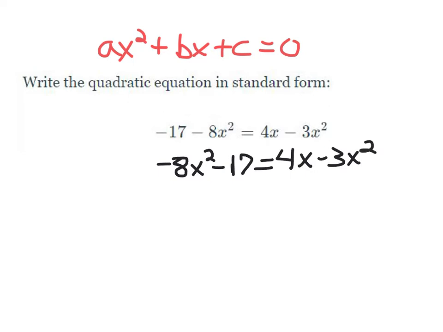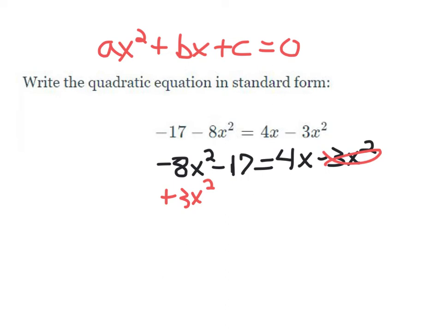Now let's start with the ax squared over here, the minus 3x squared. I want to combine it with the negative 8x squared. Well, the opposite of a negative 3x squared is plus 3x squared. So on the left side, it would be a plus 3x squared, and on the right side, it canceled out. All right?